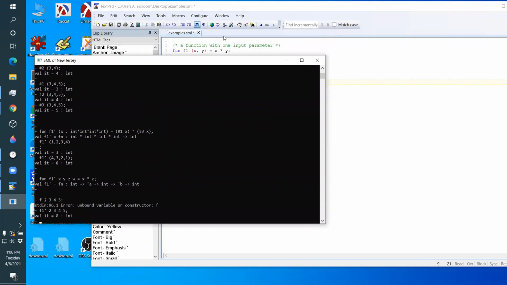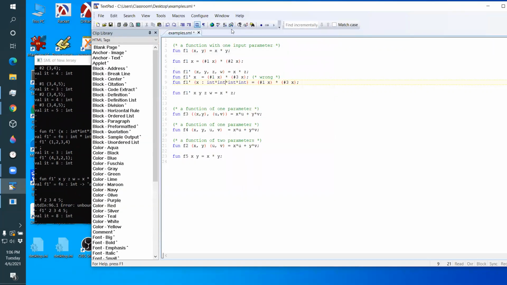Curried functions are functions that take in more than one parameter. You have to be careful to distinguish functions that take in a tuple from functions that are curried. So for example, this one's curried and it takes in 2 tuples. So let's go back to this one and play around with it a little bit. This one is curried.